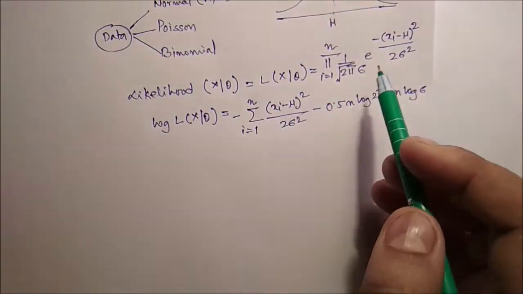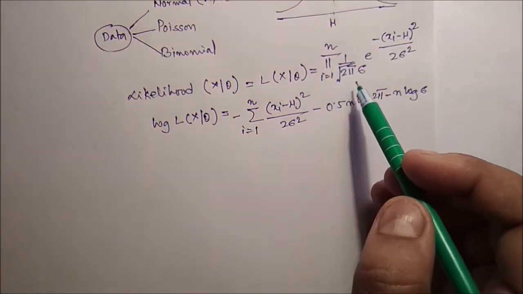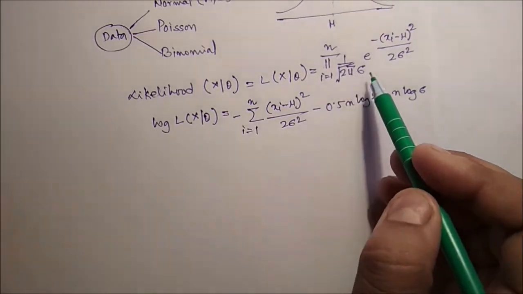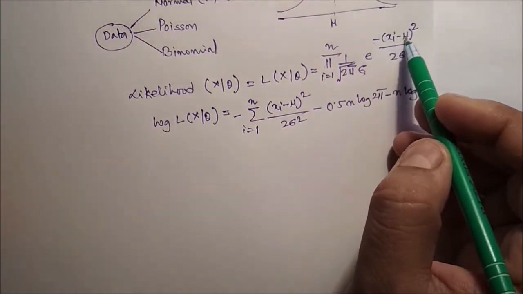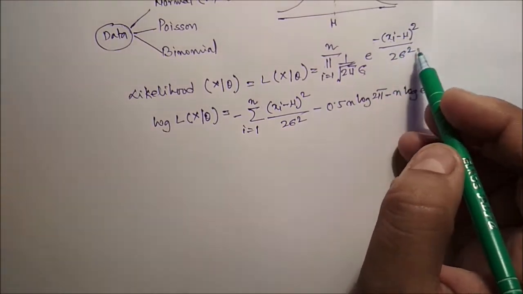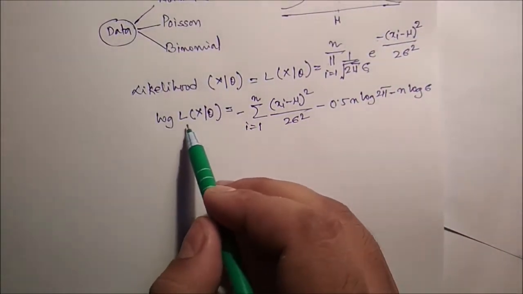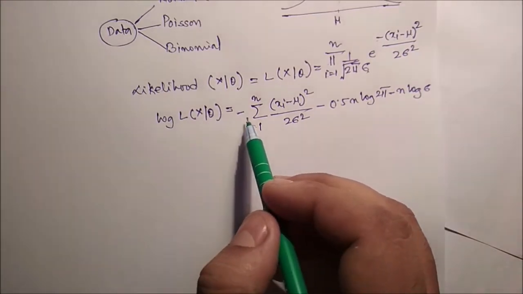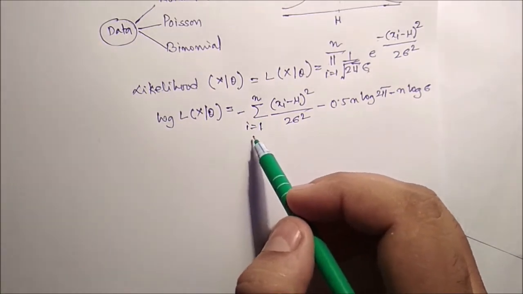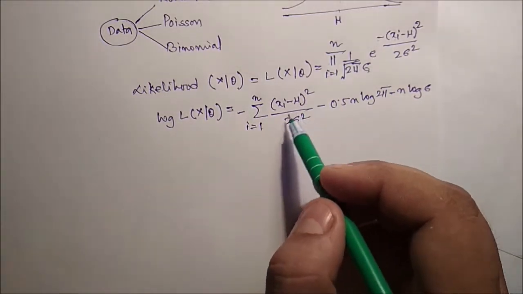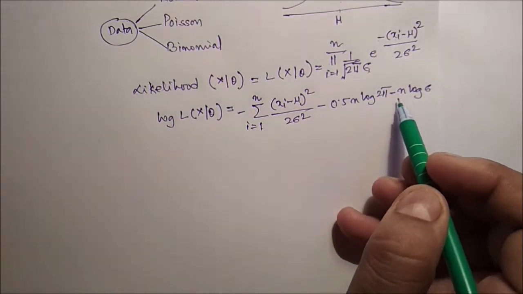Here i is equal to 1 to n. This is a multiplication sign. Square root of 2 pi constant, sigma the standard deviation, e to the power minus xi, where xi is the data, minus mu is the mean, divided by 2 sigma square. Sigma is the standard deviation, and if you take log on both sides, so log L of x given theta is equal to minus summation of i equal to 1 to n, xi minus mu square divided by 2 sigma square, minus 0.5 n log 2 pi minus n log sigma.